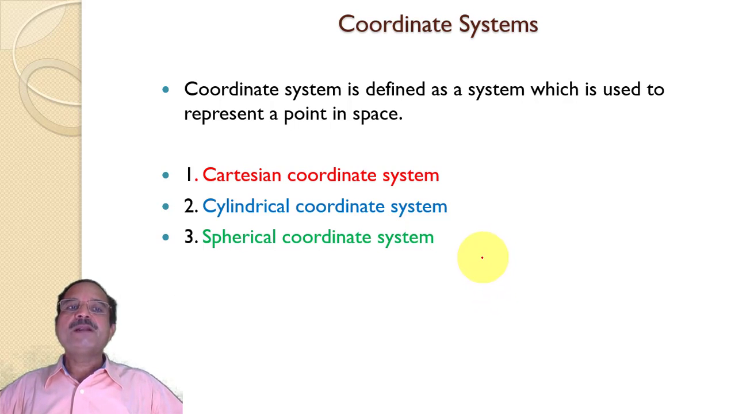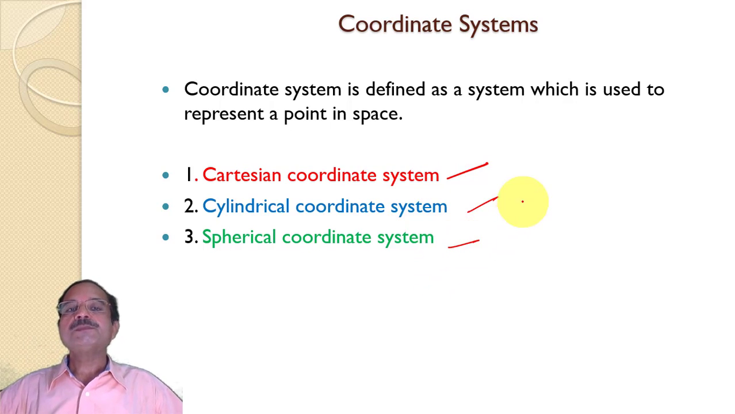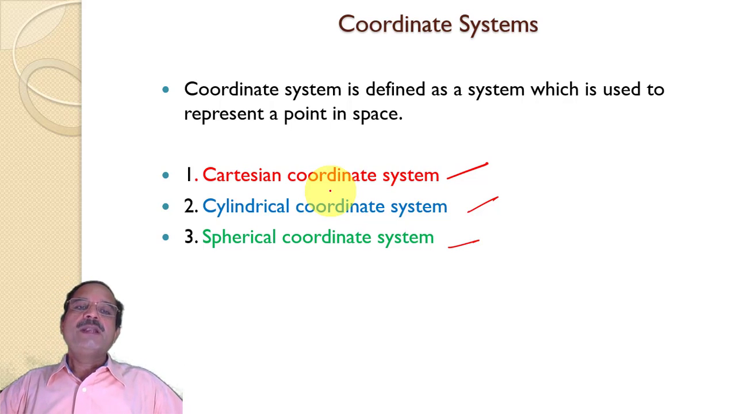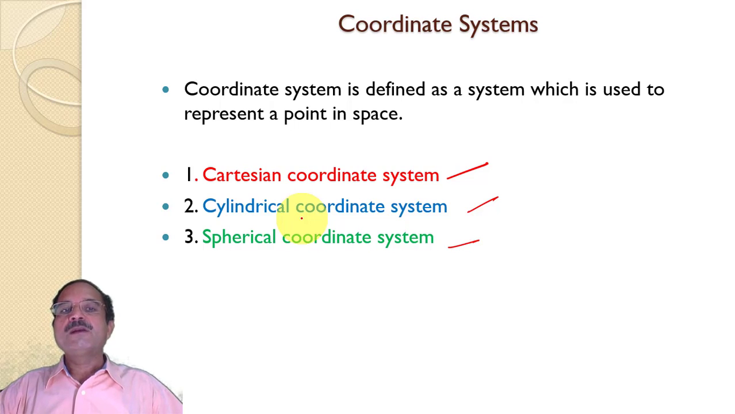These are the fundamentals we will need while discussing coordinate systems. In this subject we are going to study three different types of coordinate systems: the Cartesian coordinate system, the cylindrical coordinate system, and the spherical coordinate system. Now you may ask, why three coordinate systems? This is because it depends on the geometry of the problem, or what type of shape you are using to solve the problem.